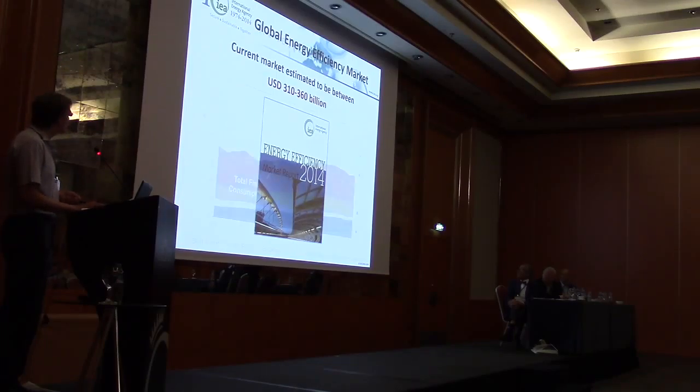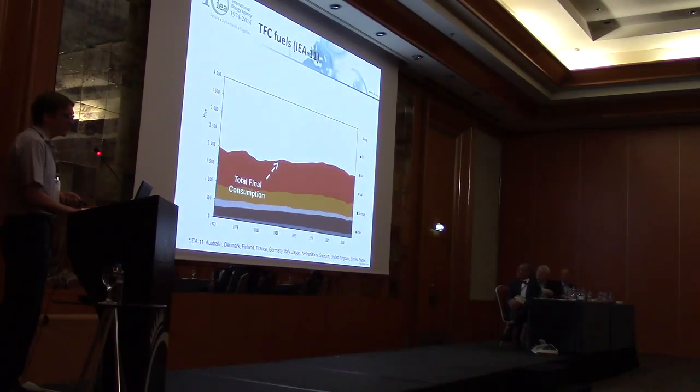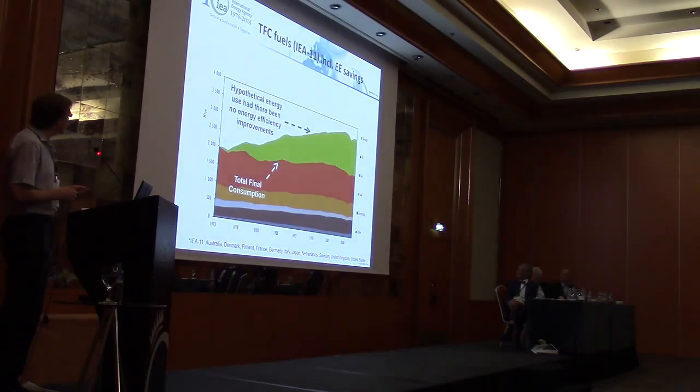In the market report, we also did the same sort of analysis that Jim was talking about from an international perspective. We have data for 11 of our member countries going back to 1973 and the founding of the agency. This is what total final consumption looks like across that period. As Jim said, it's been pretty flat. And this is the hypothetical energy use that there would have been had there been no energy efficiency improvements. To calculate this, we did a decomposition analysis, trying to take account of both activity, so GDP and population growth, and also structural change in the economy.